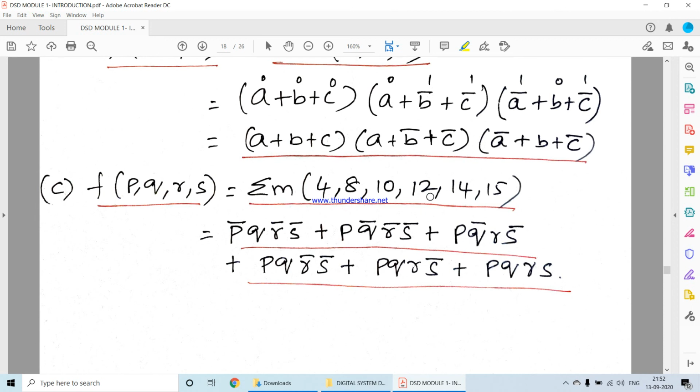Plus 12 is 1, 1, 0, 0. Therefore, P, Q, R bar, S bar. 14 is 1, 1, 1, 0. Therefore, P, Q, R, S bar. Coming to 15, it is all ones, 1, 1, 1, 1. Therefore it is PQRS. So I hope by now, by looking at these decimal values, you know how to write the expressions. Or if the expression is given, you can write the decimal values also.